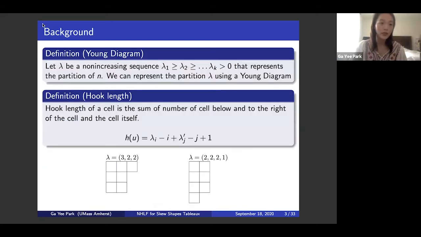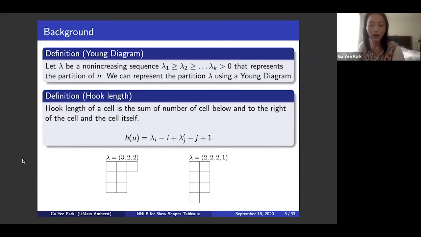First, a Young diagram. Let lambda be a non-increasing sequence that represents a partition of n, and we can represent this partition as a Young diagram. So again, if my n is equal to 7, 3 plus 2 plus 2 is 7, and 2 plus 2 plus 1 is also 7, and I can represent that as a diagram shown here below. And you can all see my mouse as well. Okay. And given a Young diagram, we care about hook length.